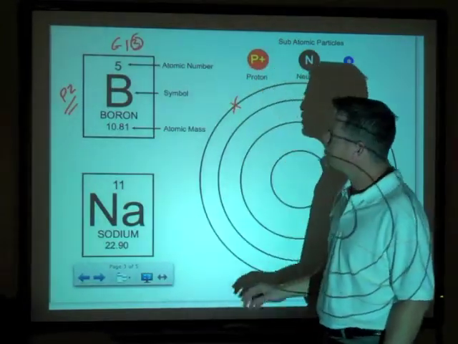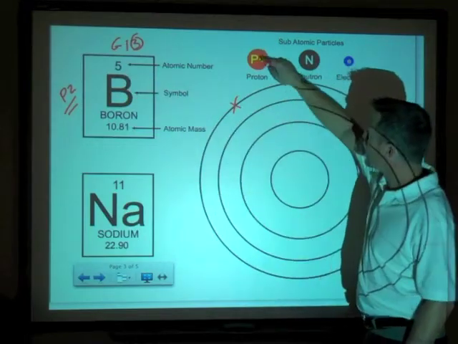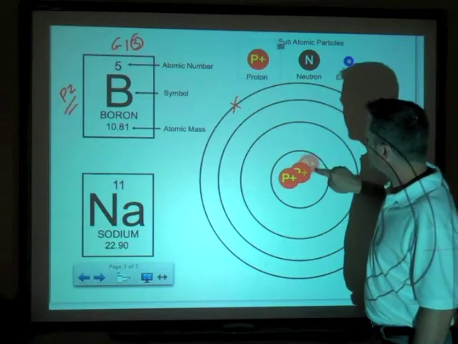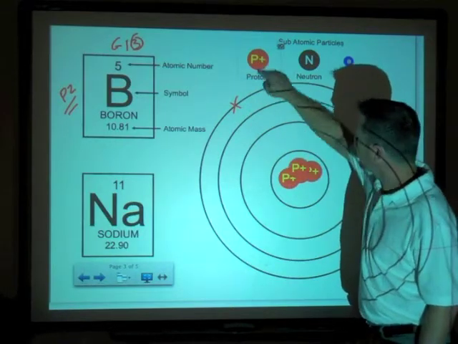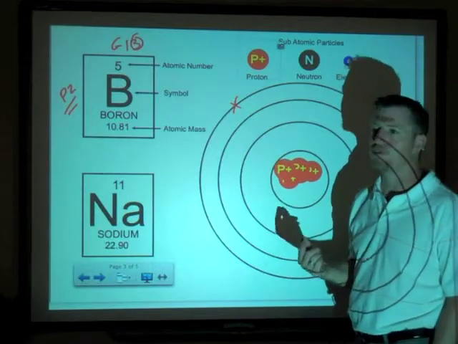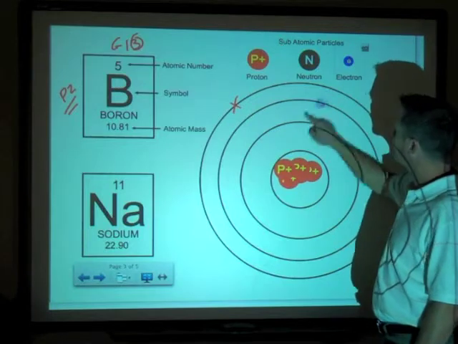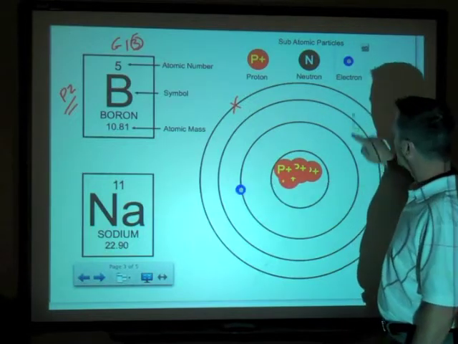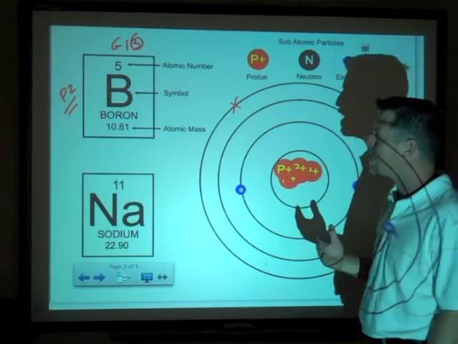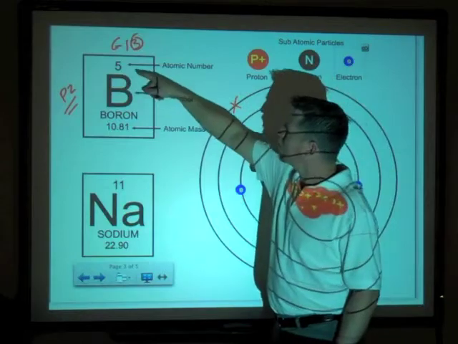So let's go ahead and build boron. Well, this 5, the atomic number, remember, tells me protons. So this atom has 5 protons. 1, 2, 3, 4, 5 protons, okay? Well, if he has 5 protons, he needs an equal number of electrons to balance it. So remember, the first ring can hold 2. So we'll put 2 electrons right here. The next ring can hold up to 8. But hang on just a second. He doesn't have a total of 10, does he? If we look, he has a total of 5.